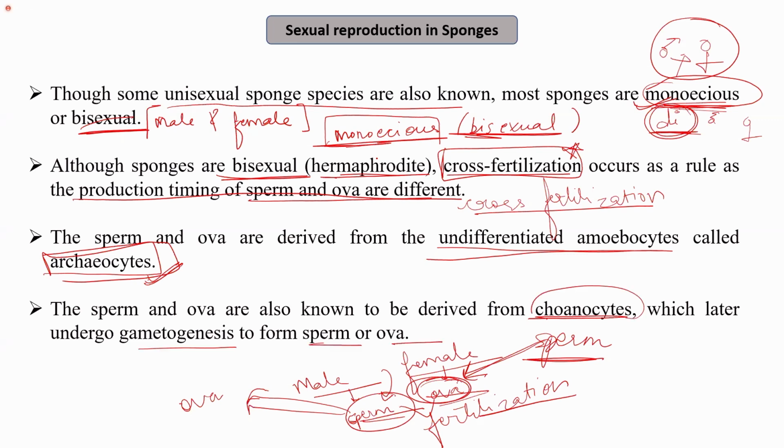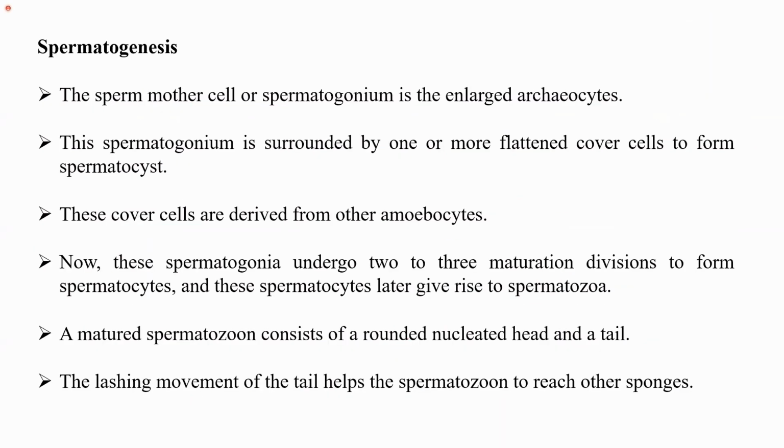So the sperm or ova may be derived from the undifferentiated amoebocytes, which are called archaeocytes, and we know that the amoebocytes are attached to the choanocytes, right? In some literature, you may find that the sperm or ova are also said to be derived from choanocytes, which later undergo gametogenesis to form the sperm and ova. So this is how sperm and ova are formed.